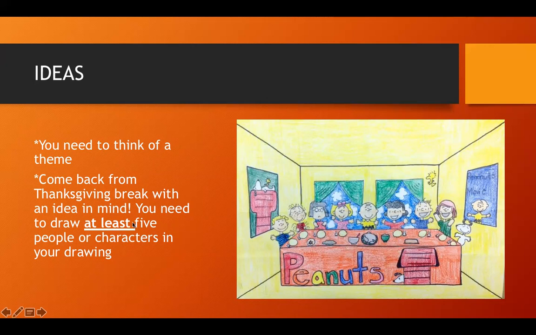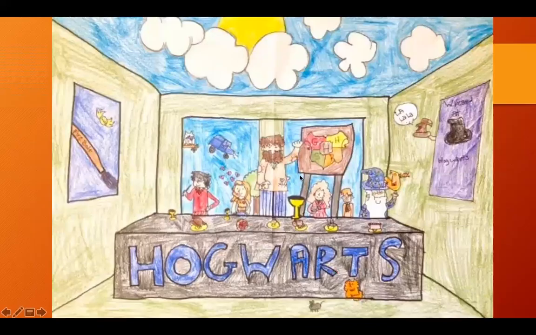You have to have at least 5 characters in your drawing, at least 5, you can have more. You have to have food that they're eating, silverware, cups, all that stuff, and you have to think about what these characters would be eating. If you're drawing Harry Potter, what are they eating? What would the room look like? What would be in the windows? What would be in the picture frames? What size should the characters be in relation to each other? Obviously, Hagrid should be way bigger than Hermione, right?